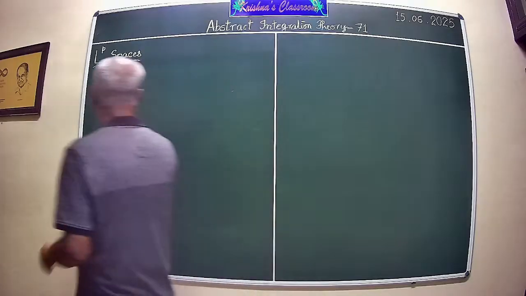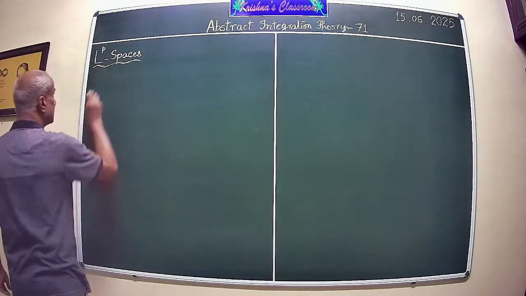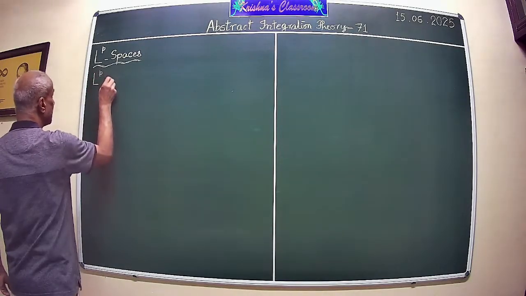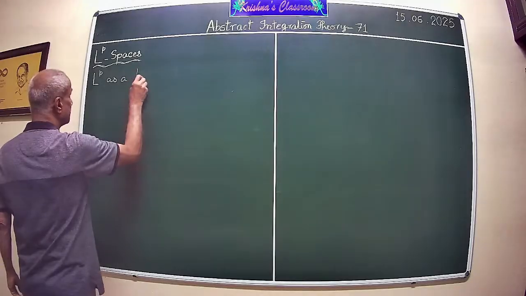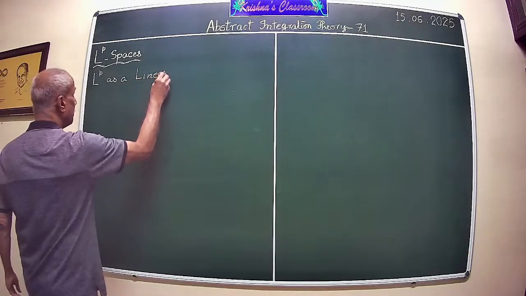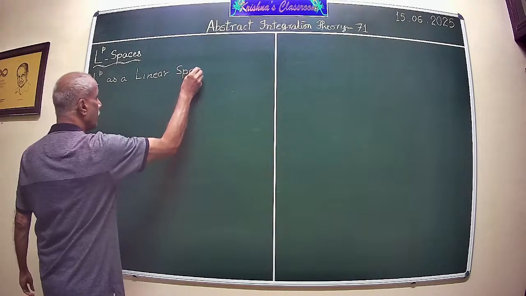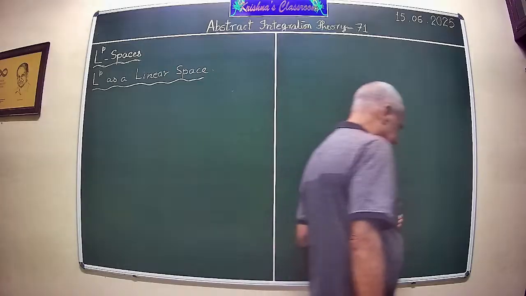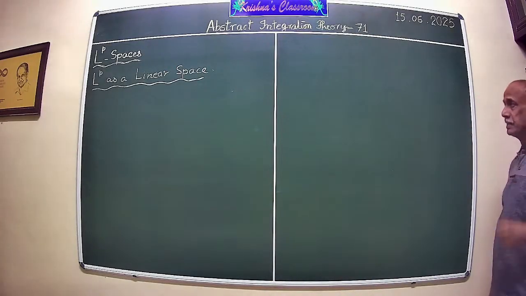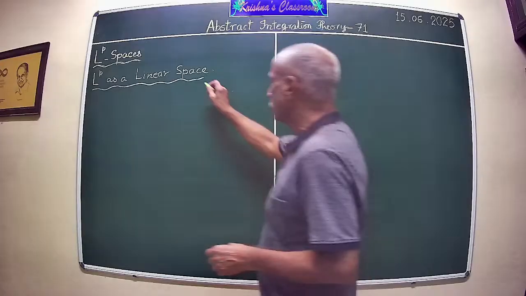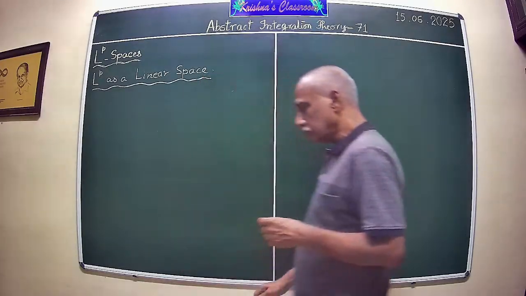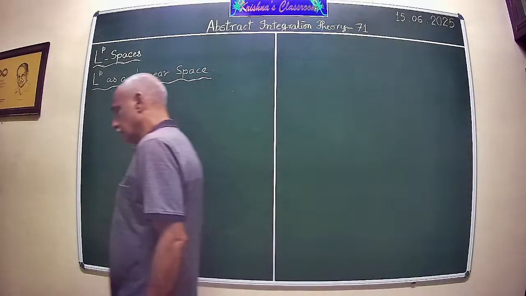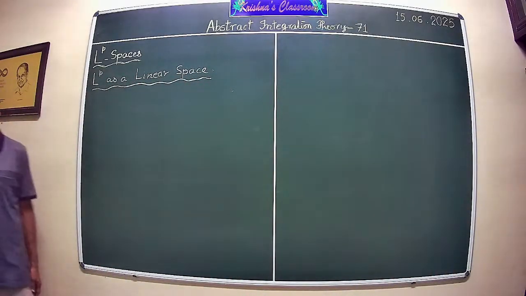We look at some inherent structures of spaces. So, LP as a linear space. We will first look at it as a linear space structure that is inherent in it, and then with the tools we have developed, try to make it a normed linear space.